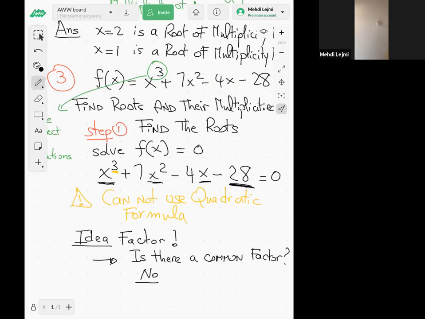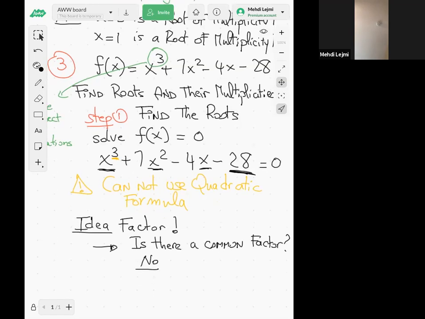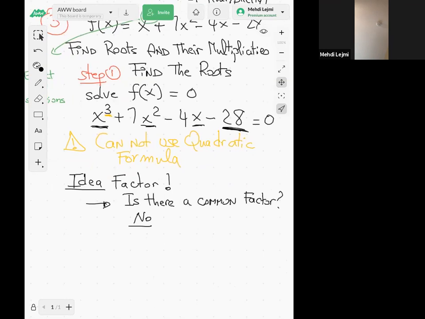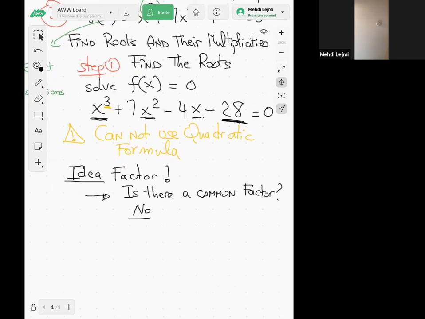However, if you don't find a common factor like x or something, then what we can try to do is a partial factorization, right? You can try to do a partial factoring here. So next we can try partial factoring.